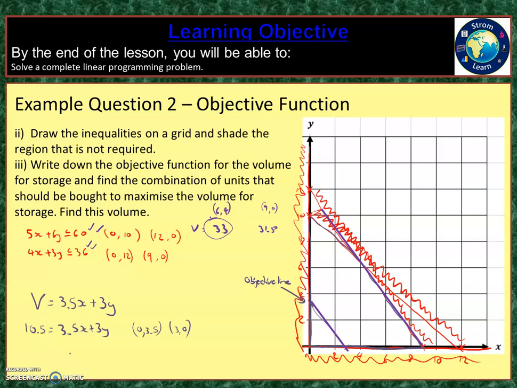So the question says, find the combination of units that should be bought to maximize the volume of the storage, and find this volume. So it's 6 of type X, 4 of type Y, and the volume was 33 meters cubed. And there we go. We have completed that linear programming problem by using the objective line method.